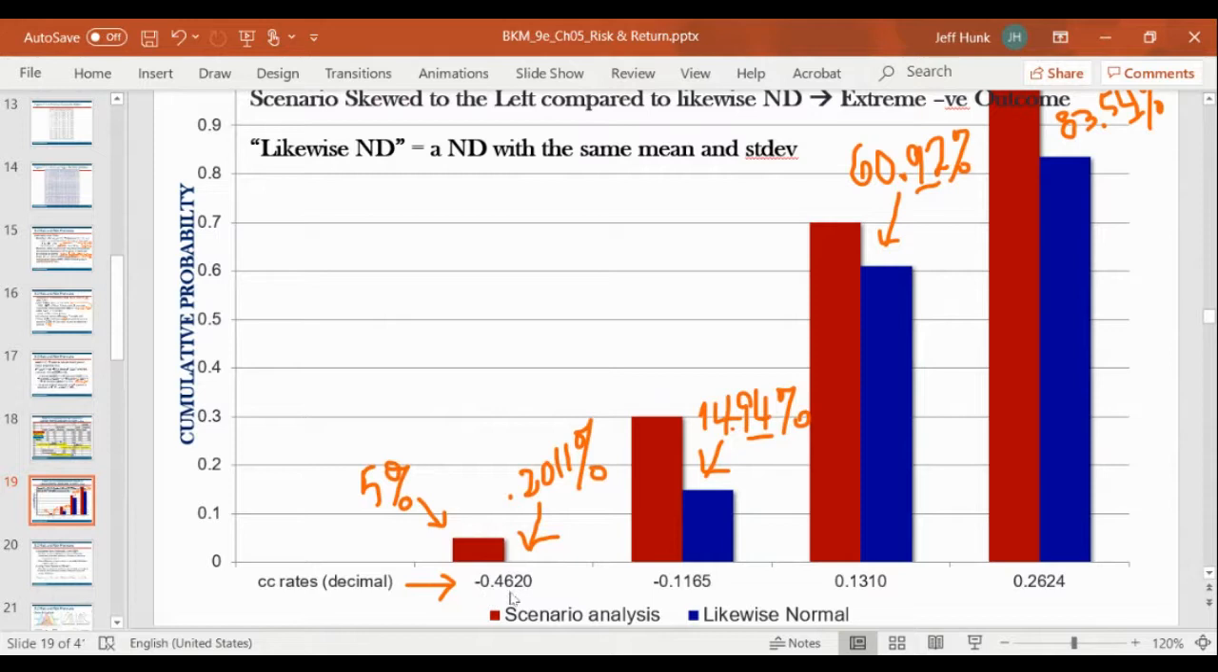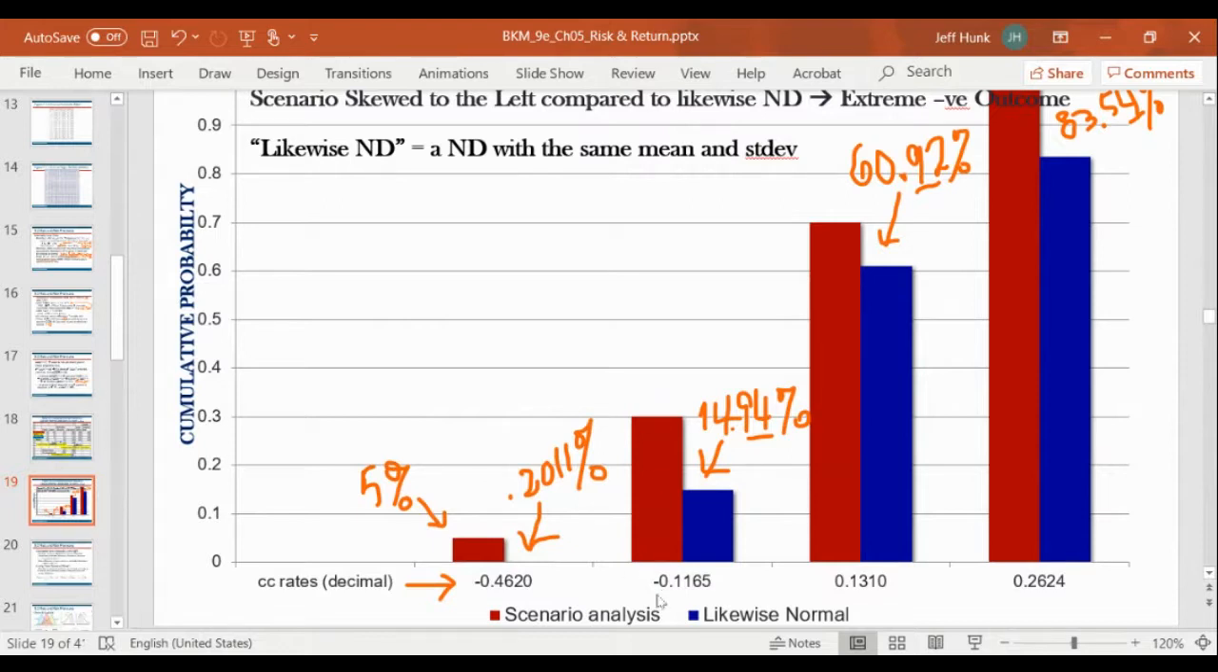Using continuously compounded return, at the bottom 5% you would get a negative 46% return. But the probability of that happening in the lognormal distribution is 0.2%, right?